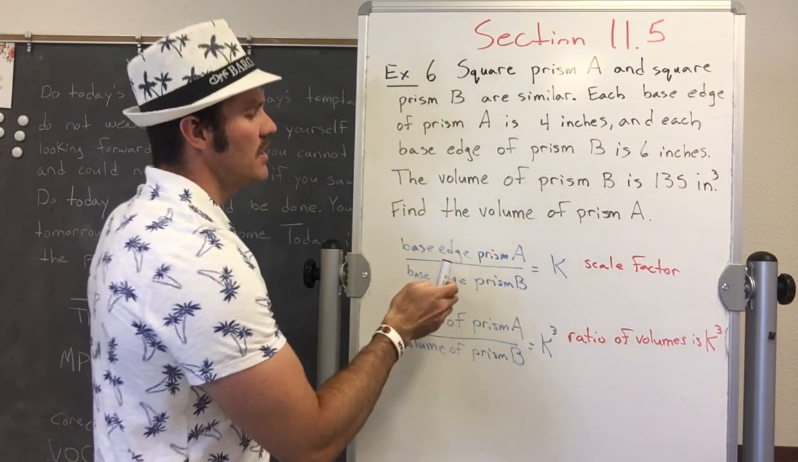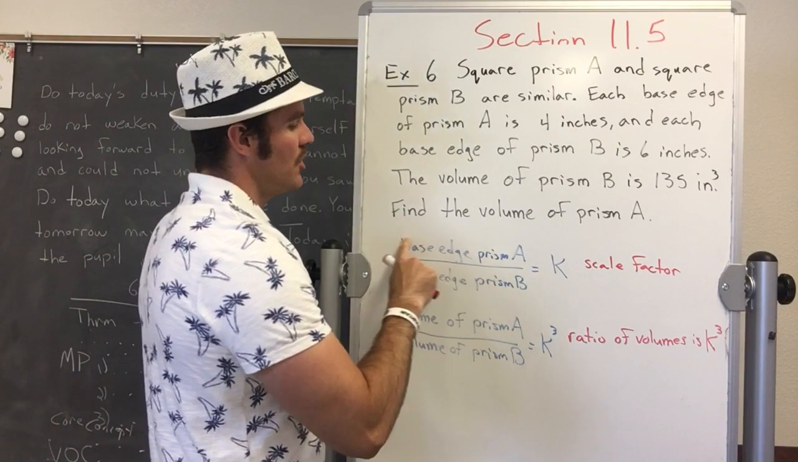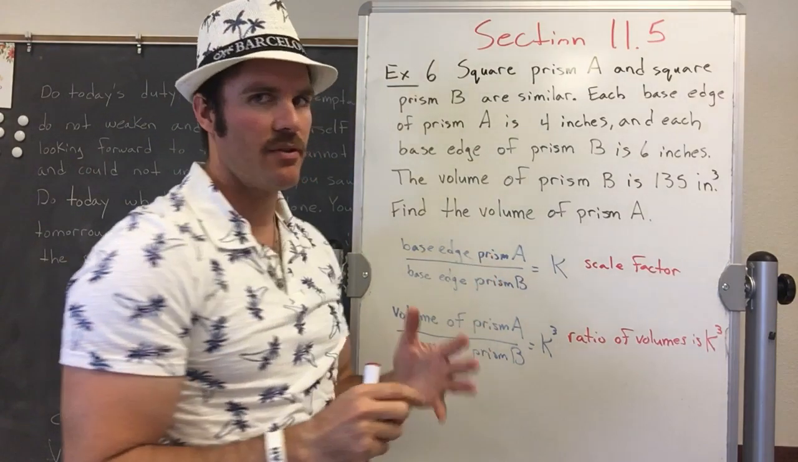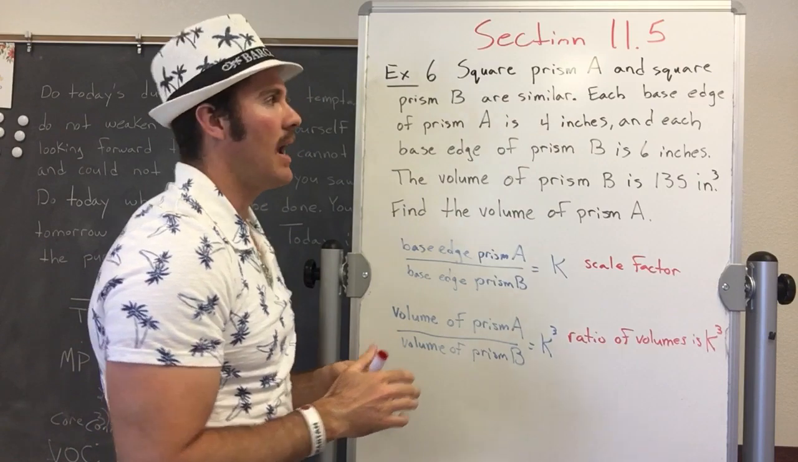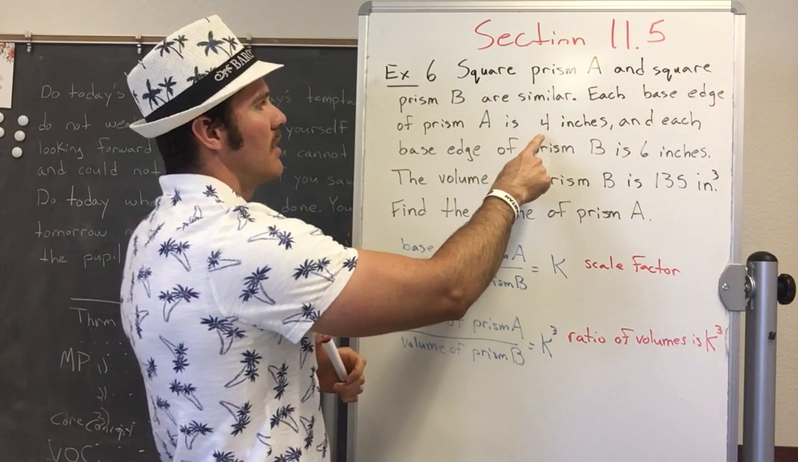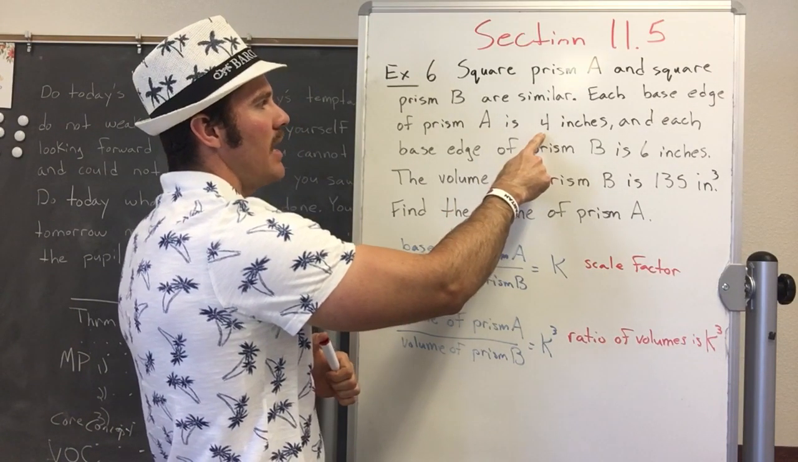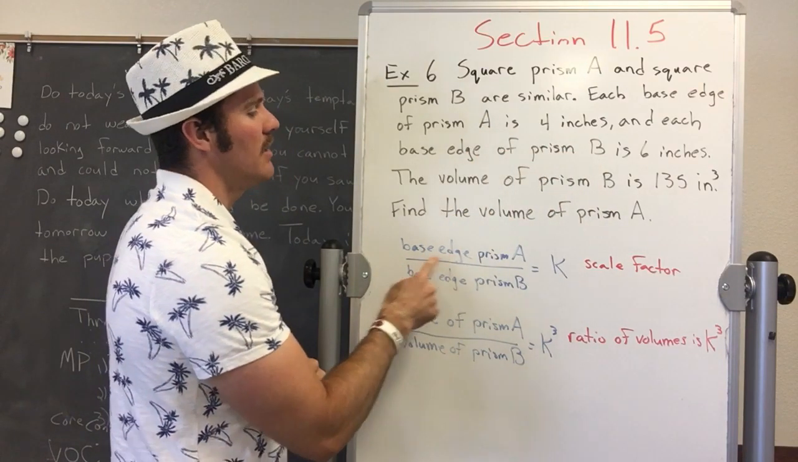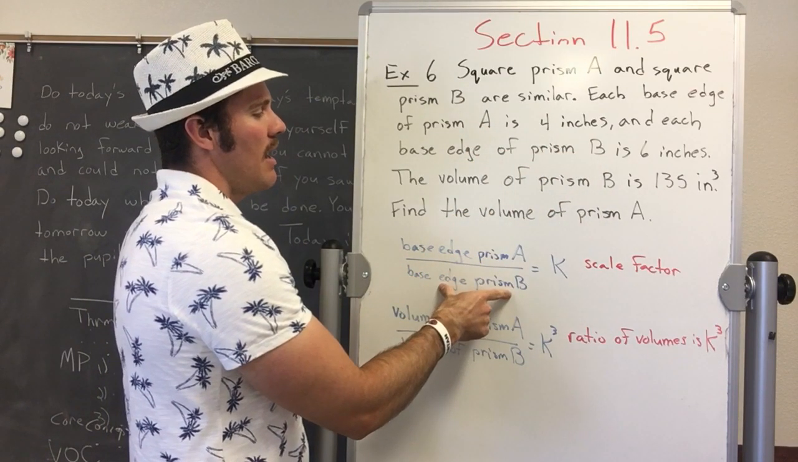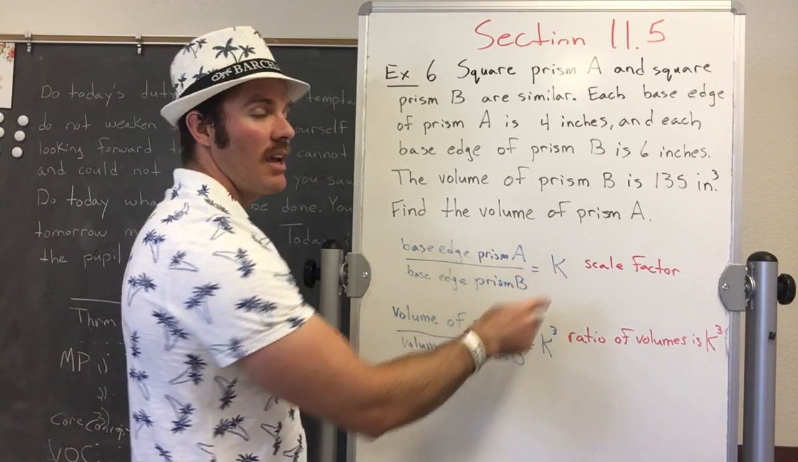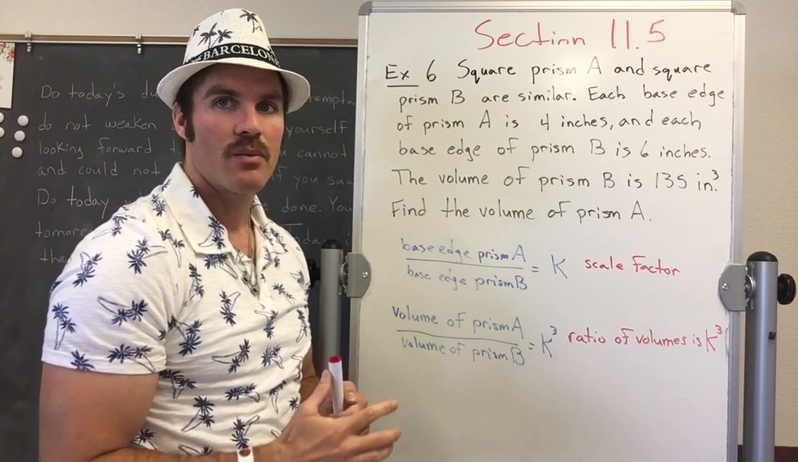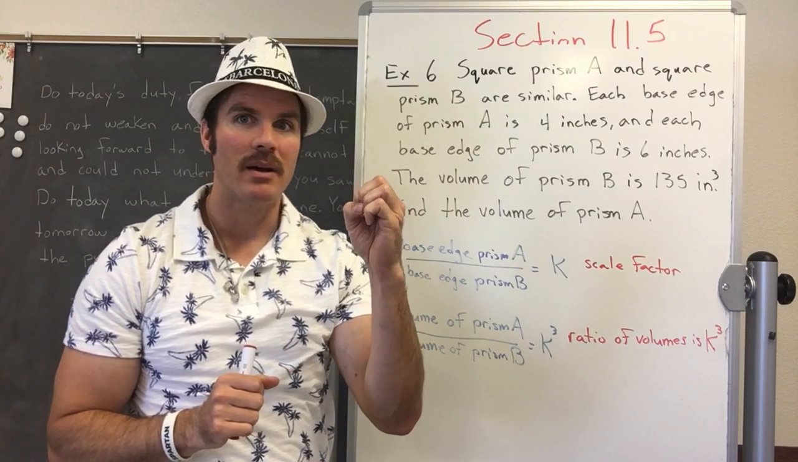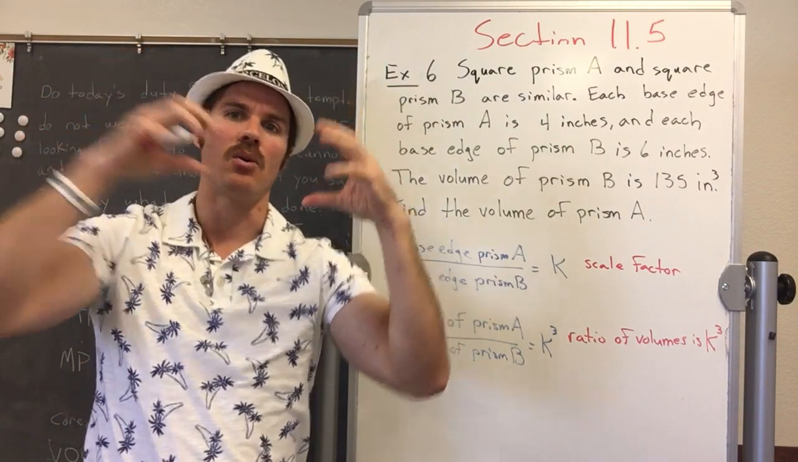Okay, so the first thing, we can take a ratio of information that we know, and that is, they've given us base edge for prism A and for prism B. So we're going to use the base edge of A and B. That ratio is going to be our scale factor. Remember, when you have one image and you multiply by the scale, it might make the image bigger or make it smaller.